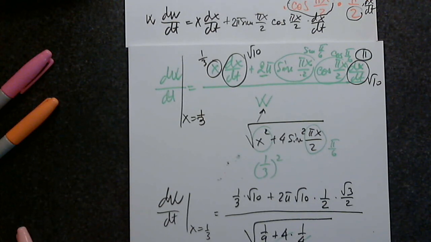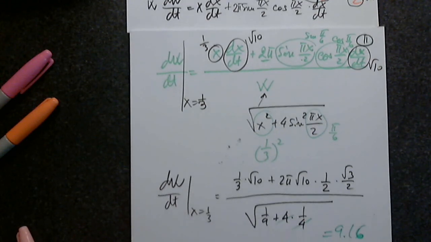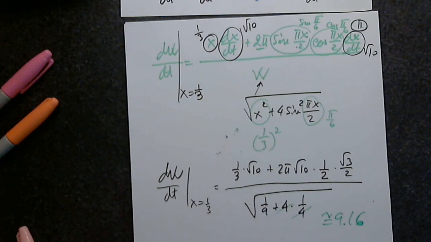Close the parenthesis for the top, and divide by square root in parentheses 1 divided by 9 plus 1. Close the parenthesis. And let's see what we get. I got 9.16. Measurement unit. 9.16. Did anyone else get 9.16? Careful. It's not an easy situation with all those numbers in there.